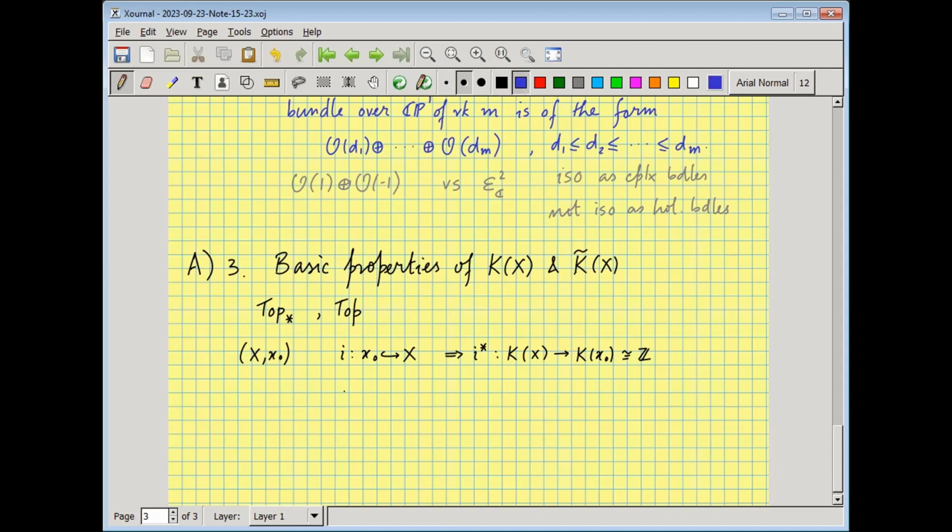And so you could say, well, I define K tilde of X. So X is secretly a base space, so it comes equipped with x0. So you might say this is the definition of K tilde for base spaces. So this is going to be the kernel of I star, right?